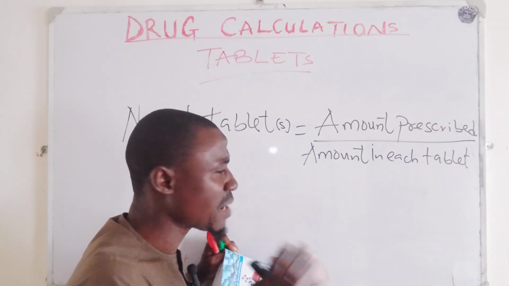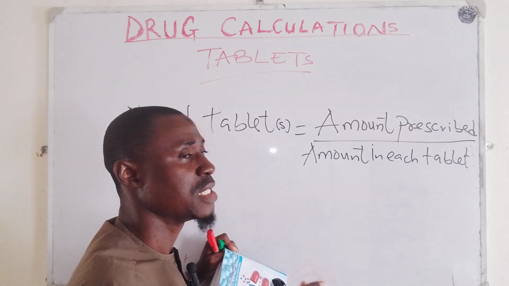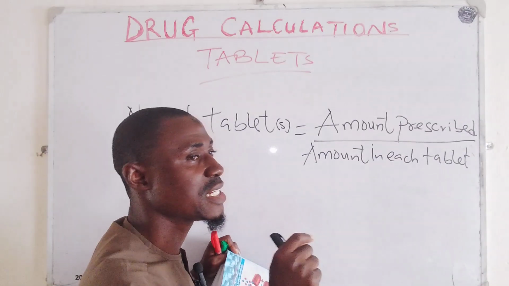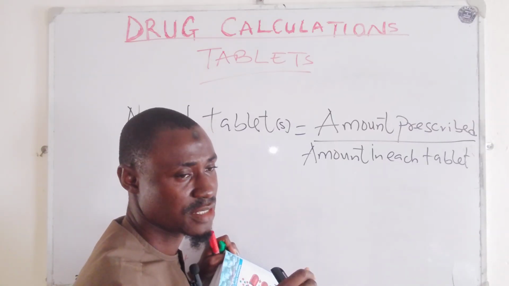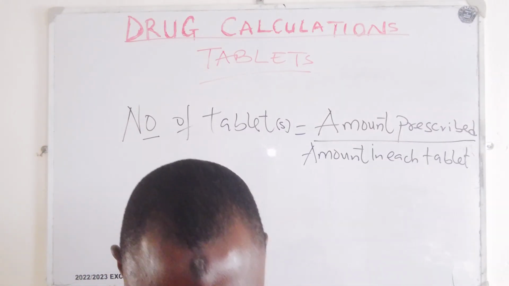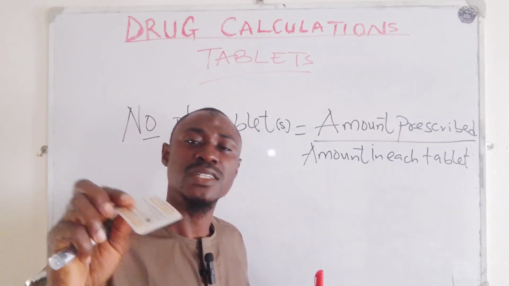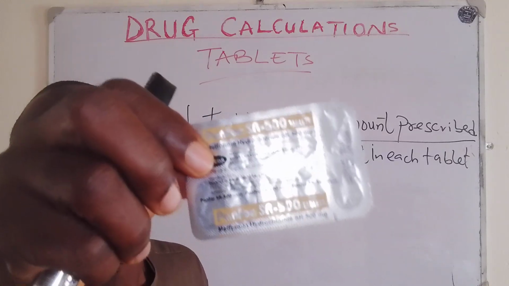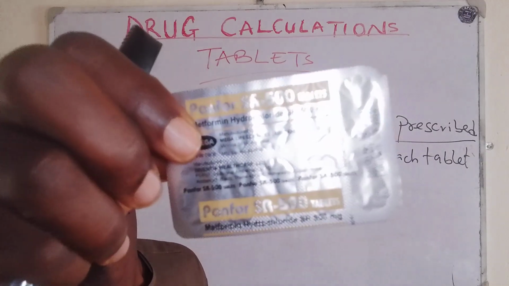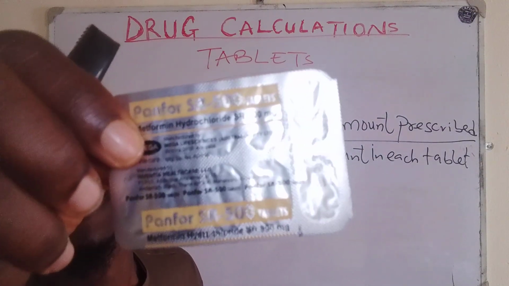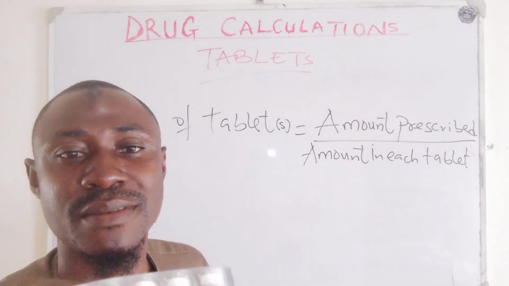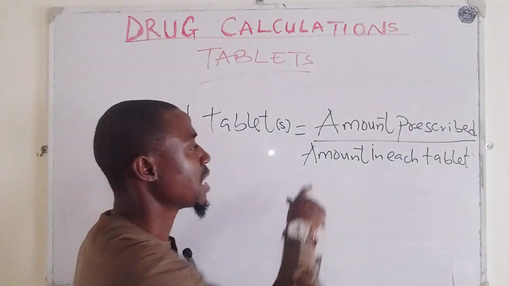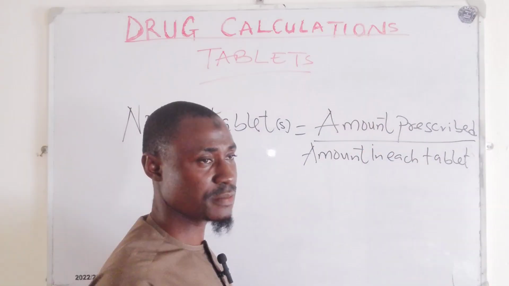Any drug, any tablet or capsule you are picking, if you want to know the amount in each tablet, you always find it at the back of the sachet, just as we have shown you earlier. So this is another metformin. If you look at this metformin, this Glucophage, you will see each tablet is 500 milligram. It's always written. Any tablet you pick at all, you will see the amount in each tablet.